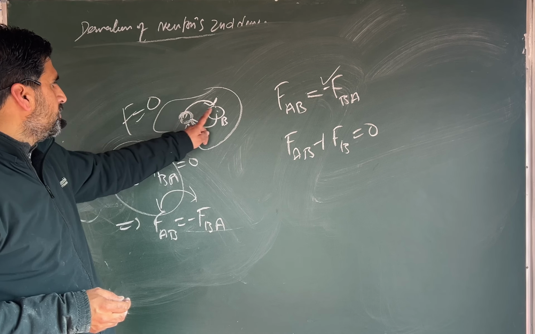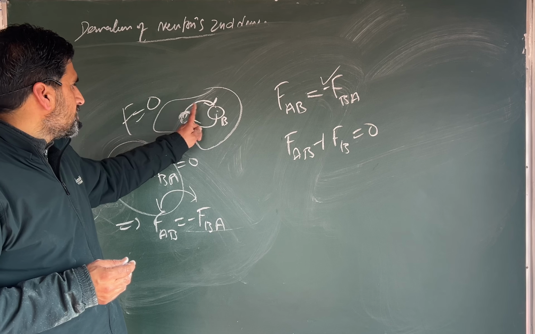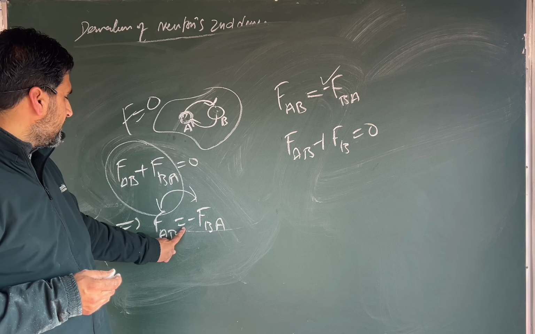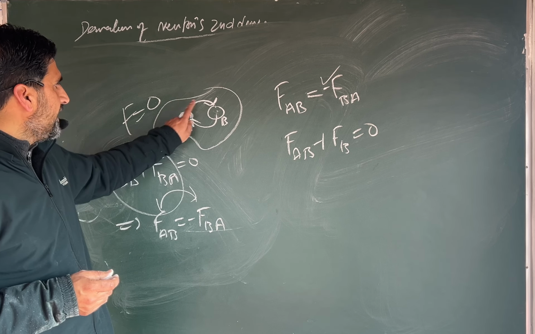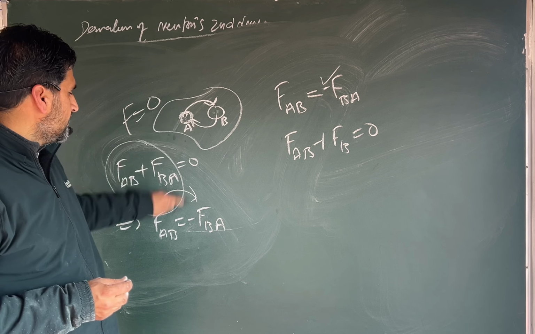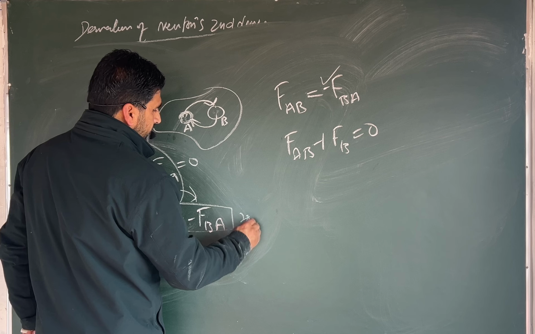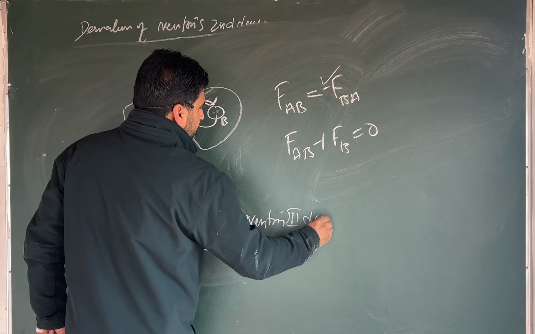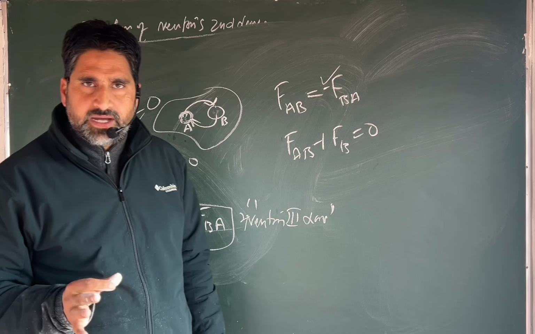Here the two bodies are applying force on one another with the same magnitude but in opposite directions. So FAB is equal to minus FBA. That means to every action there is an equal and opposite reaction. That gives us Newton's third law, which stands for: to every action there is an equal and opposite reaction.